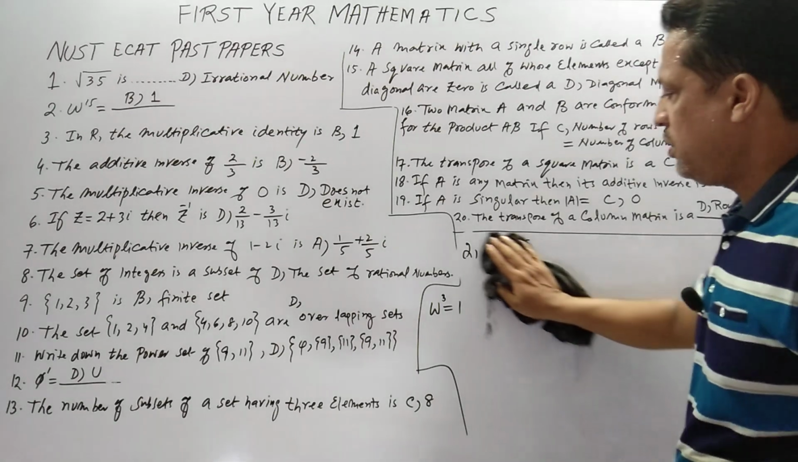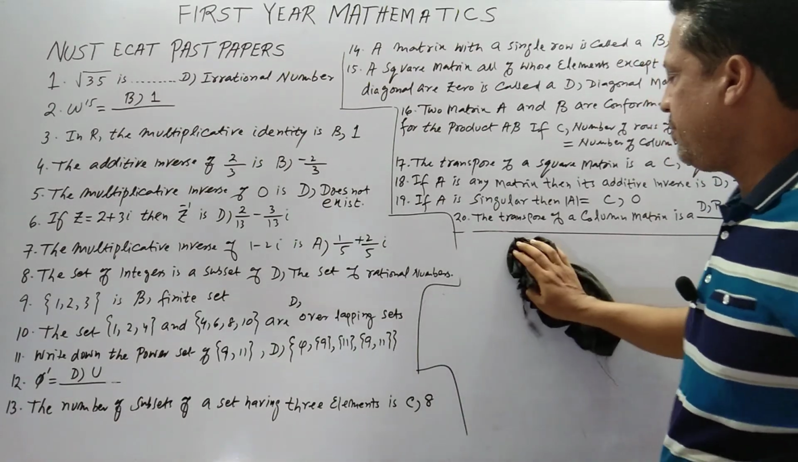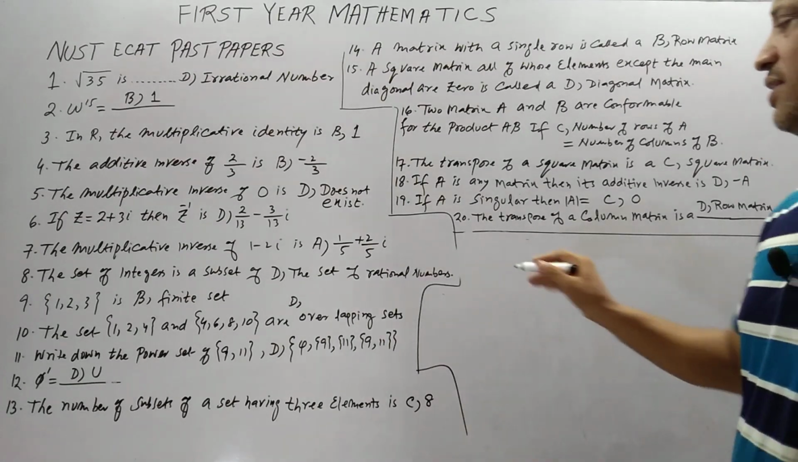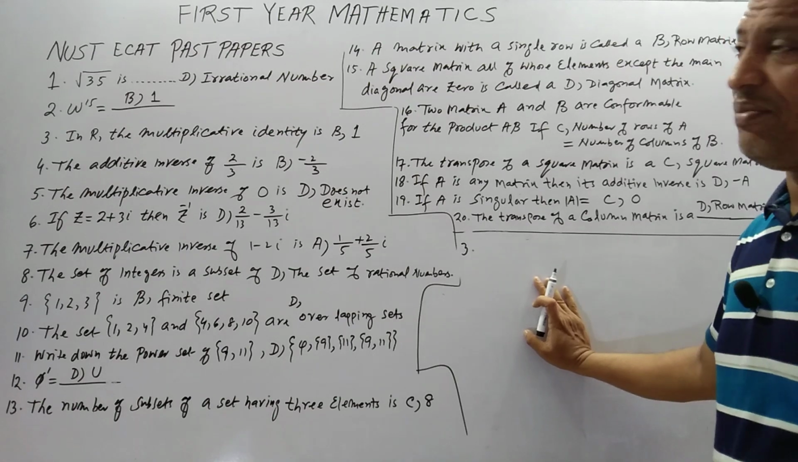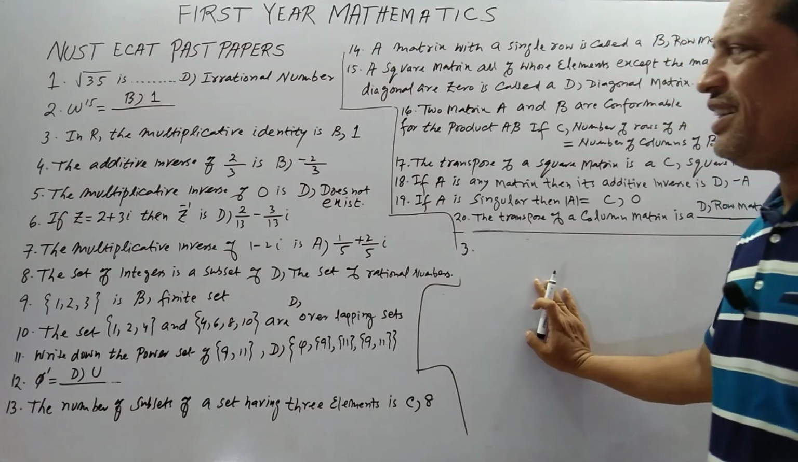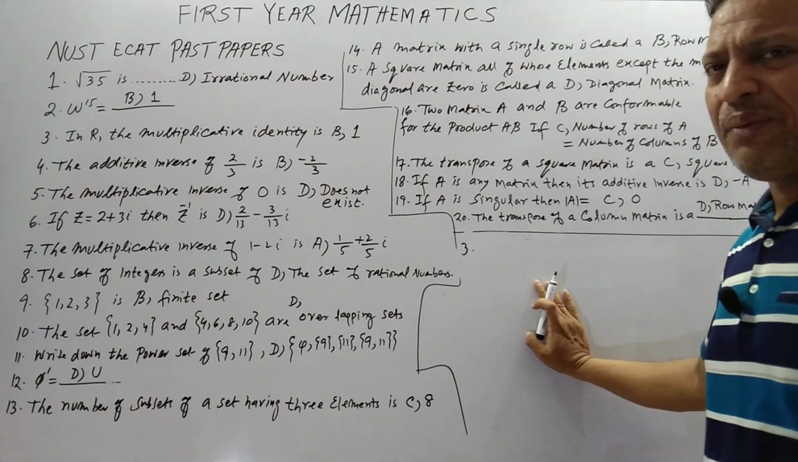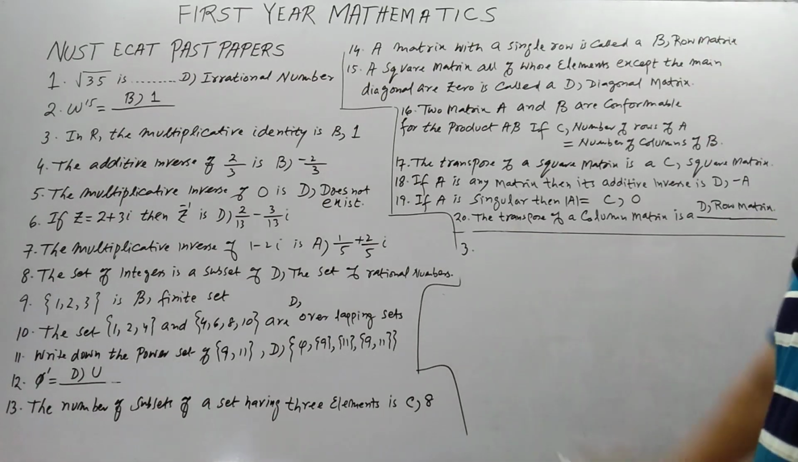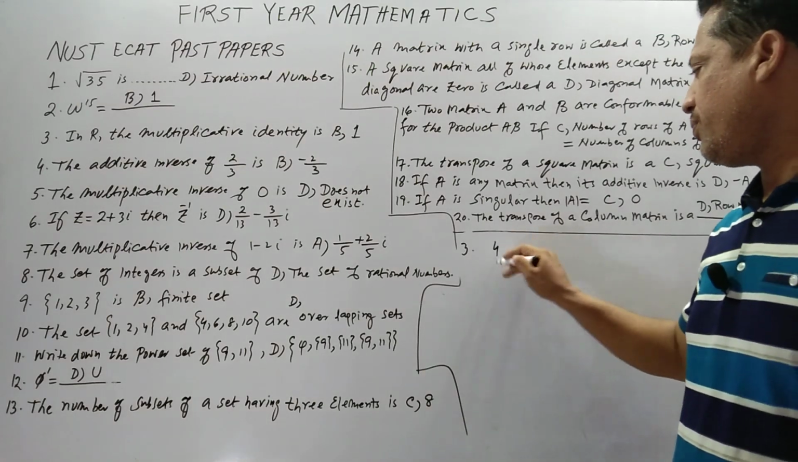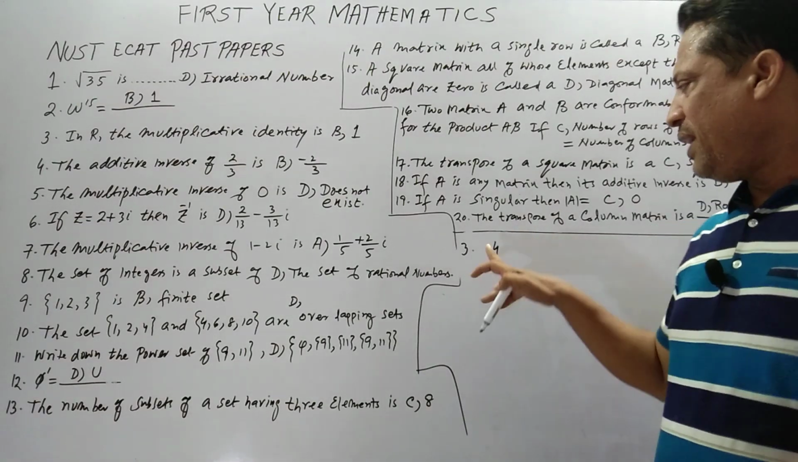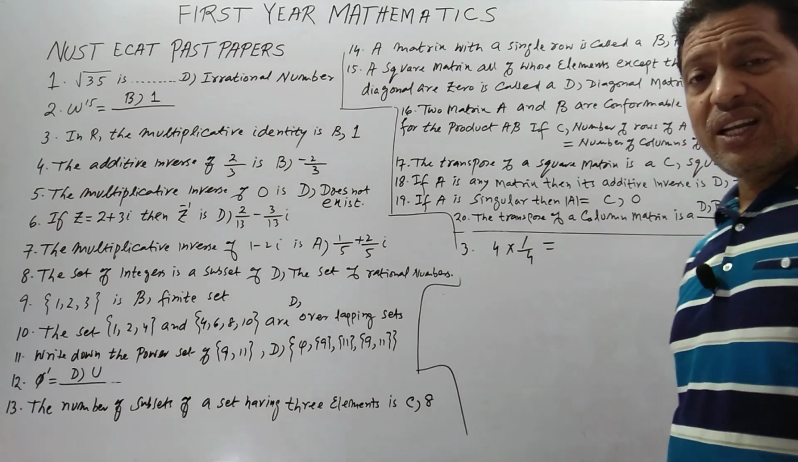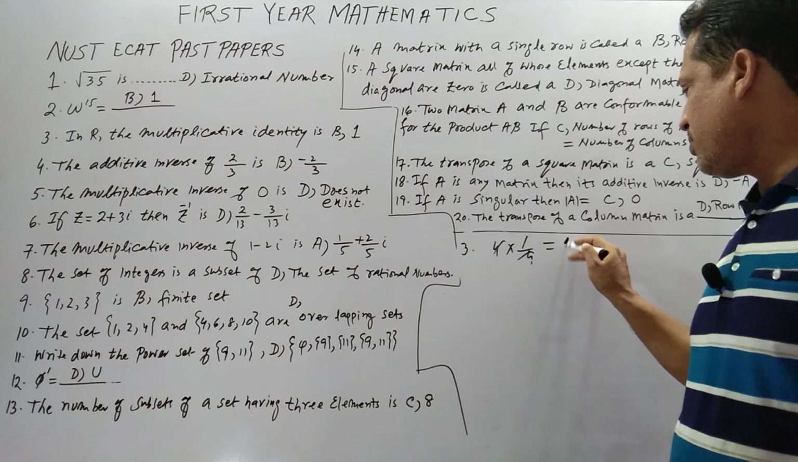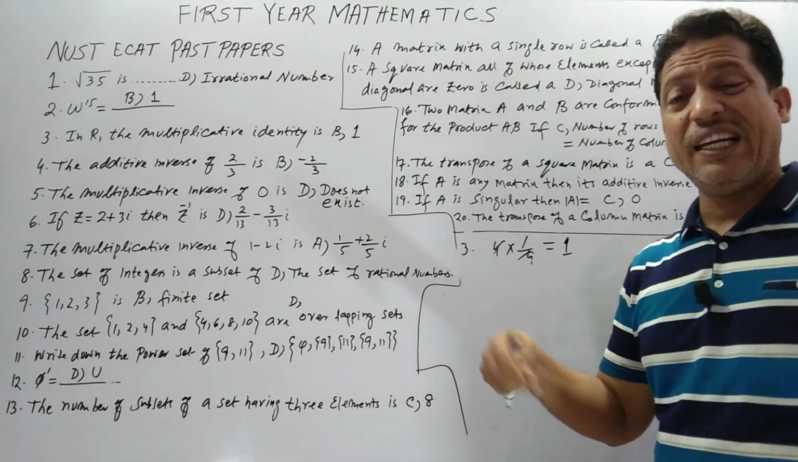Now come to question number 3. Question number 3 is, in R, meaning real numbers, the multiplicative identity is what? Multiplicative identity means if we have a number 4, then the multiplicative inverse of 4 is 1 upon 4. What is the answer? Answer should be 1. Therefore, 1 is the multiplicative identity.